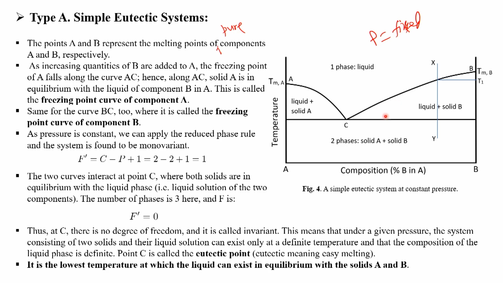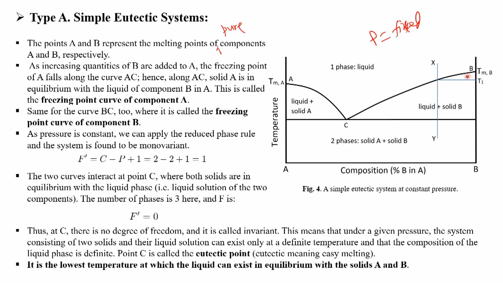As you can see, since pressure is constant, we can apply the reduced phase rule, and the system is found to be monovariant. So F prime is C minus P plus 1, which is 2 minus 2 plus 1, and we get 1. So along any such line, we get 2 phases and there are 2 components, so there is only 1 degree of freedom here. The 2 curves intersect at point C.